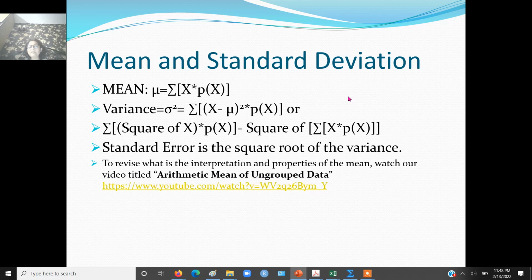By the way, the reason I am discussing these concepts briefly and not in detail is that the basics of arithmetic mean and standard deviation are generally covered in introductory courses of statistics. But if you want a video that explains in detail what arithmetic mean is, how we interpret it, and what its properties are, it's highly advisable to watch another video on my channel, titled Arithmetic Mean of Ungrouped Data, and this is the URL.